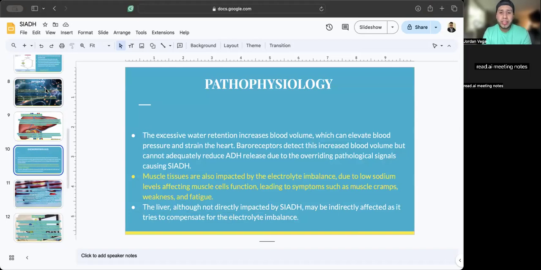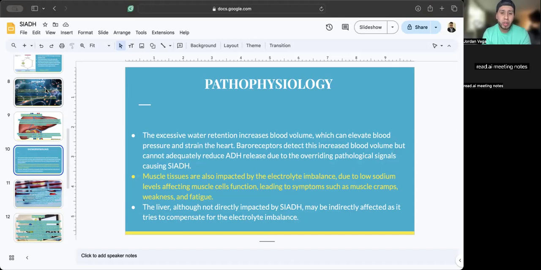The excessive water retention increases blood volume, which then increases blood pressure and begins to put a strain on our hearts. The baroreceptors are able to detect this disturbance in homeostasis, and the problem is they can't adequately reduce the amount of antidiuretic hormone being released due to overriding pathological signals caused by SIADH.